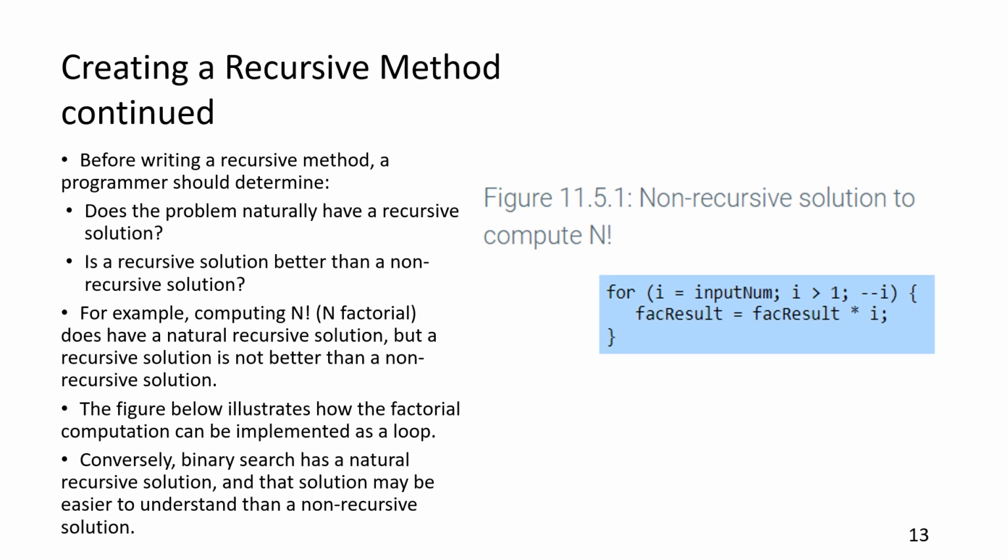And so basically we need to know some things before we write a recursive method. We have to first check a couple of things. When we are trying to solve any problem, we check if that problem naturally has a recursive solution. The second thing we have to check is, if a problem naturally has a recursive solution, whether a recursive solution is better than a non-recursive solution or not. These are the two things that we need to check before creating a recursive method.